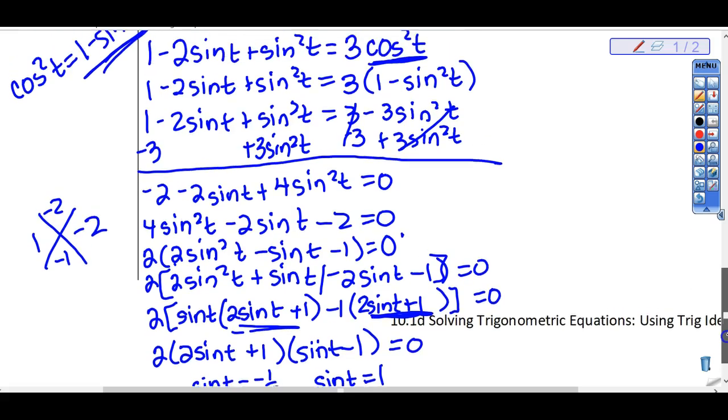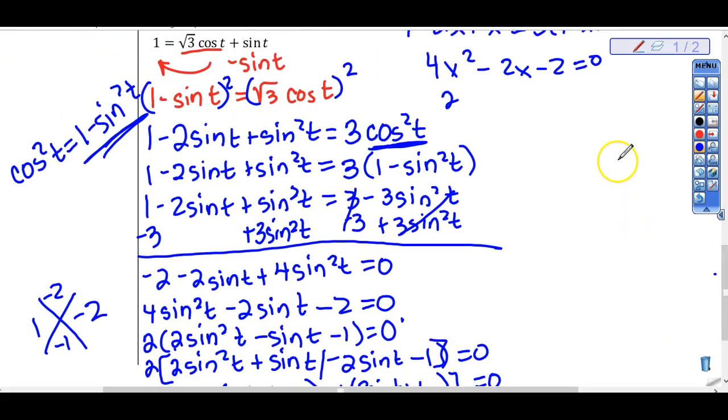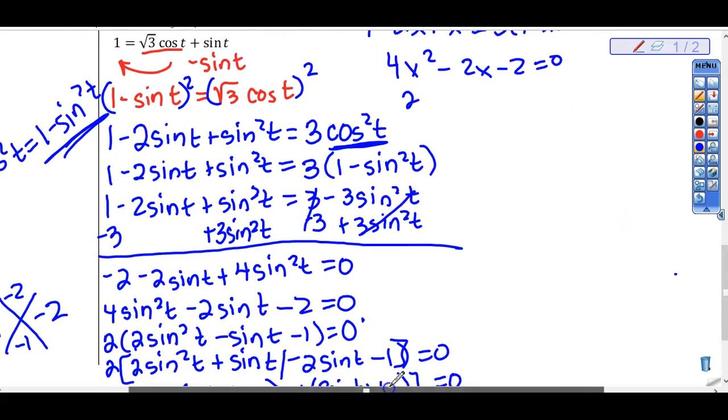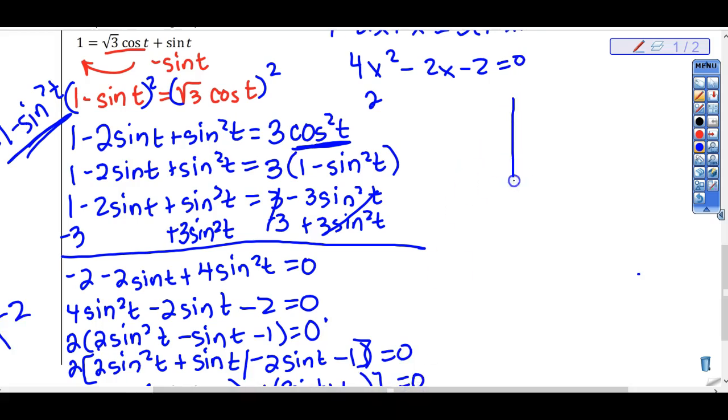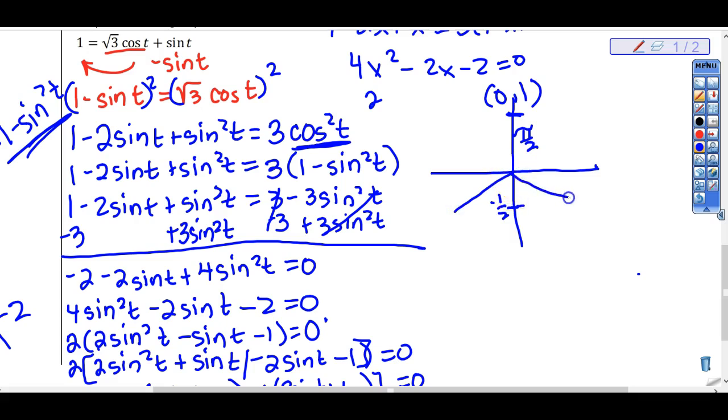Almost done, almost done. So I'm going to my unit circle here. Let me scooch over. Remind me of my answers. 1, and it's sine, right? Sine's your y coordinate. So sine equals 1, so that would be up here at 0, 1, which is pi over 2. And also at negative half, which is down here. So that's here and here.